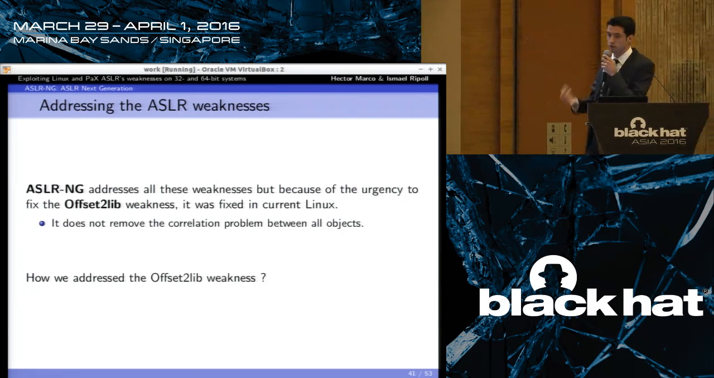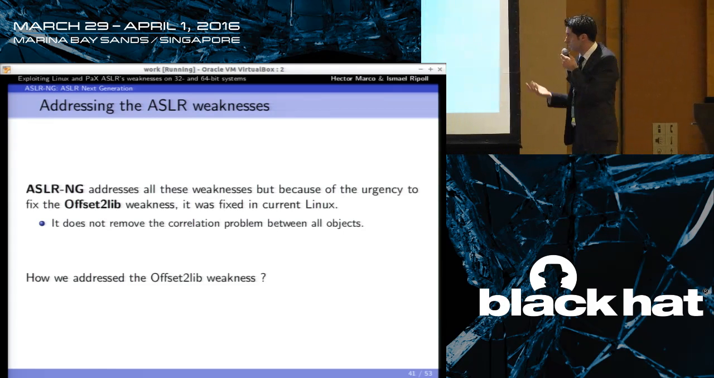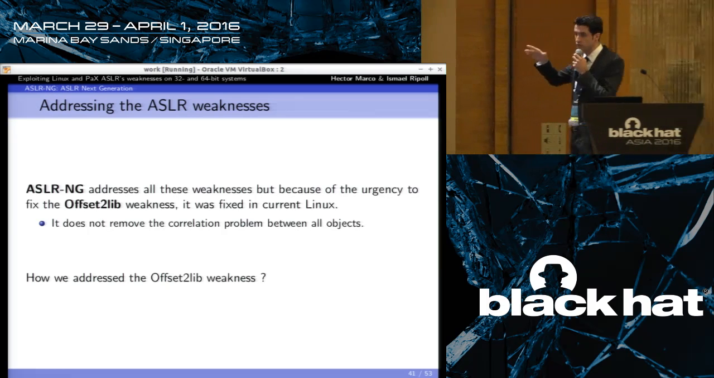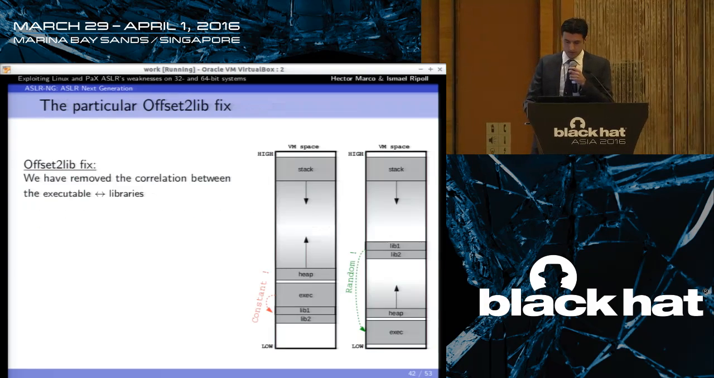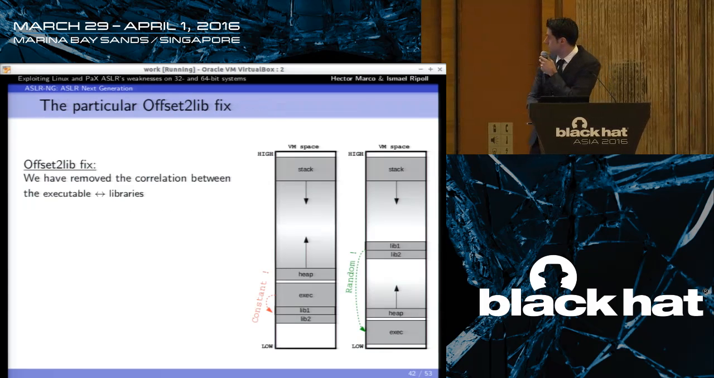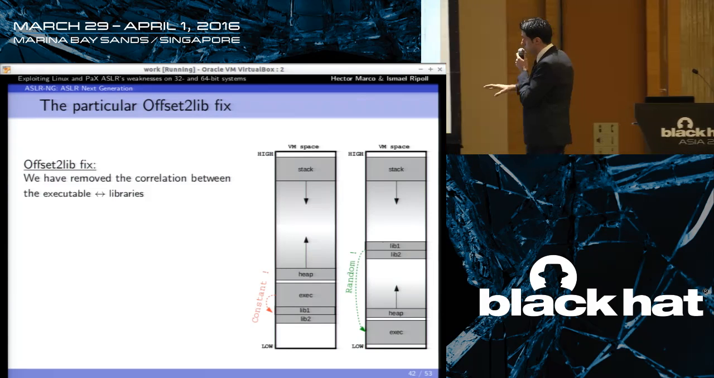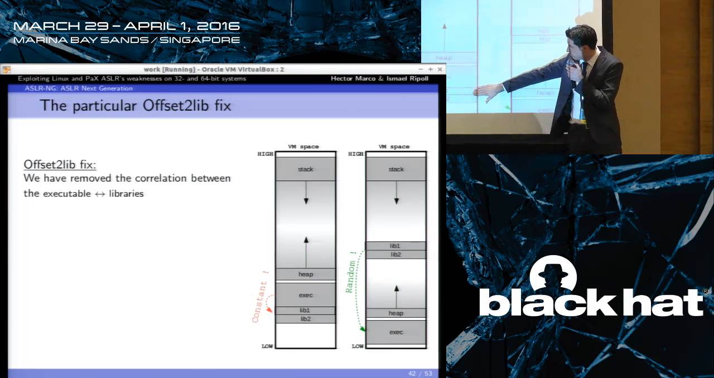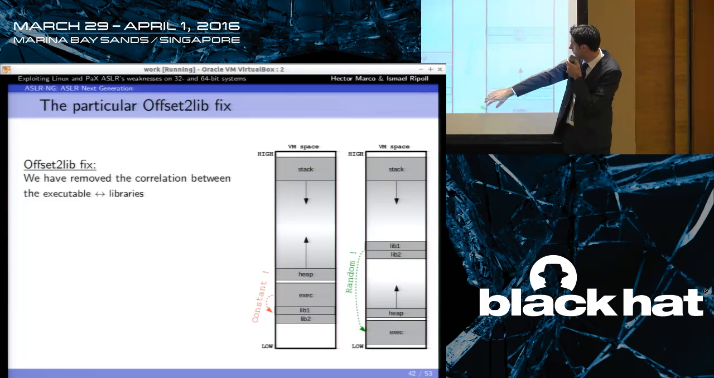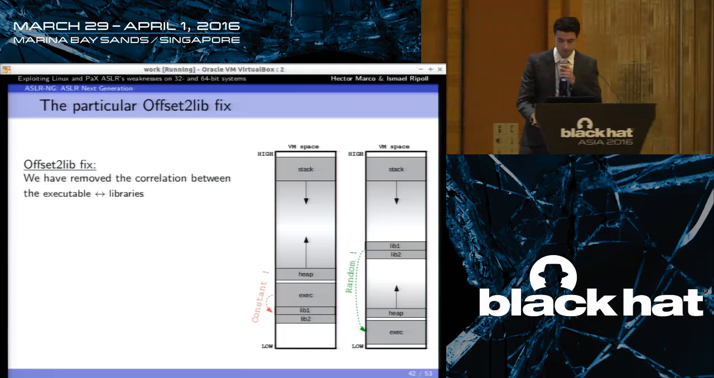We are also going to present the address space layout randomization next generation, which of course avoids this weakness and the other four presented by Ismael. But it's worth mentioning quickly how we solve this correlation problem. As I said before, I'm going faster because I said it already. The problem is that the executable is joined to the libraries. So just by moving the executable far away from the libraries, the problem is solved.